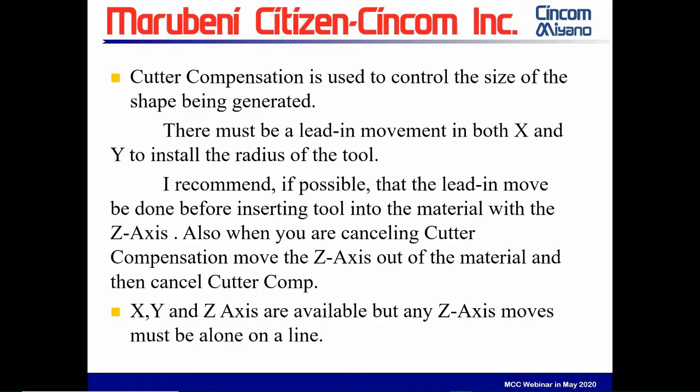The X, Y, and Z axis are available, but any Z axis move has to be done along a line. If you combine the Z with an X or a Y, it will create problems. You'll get flats, you'll get weird shapes. It's not meant to be done that way. You cannot have, because it's creating a virtual Y by moving the X and the C, the Z would just confuse it beyond belief. So Z can be used, but it has to be alone on a line. So you move an X and Y, insert the Z. Simple, straightforward as that.